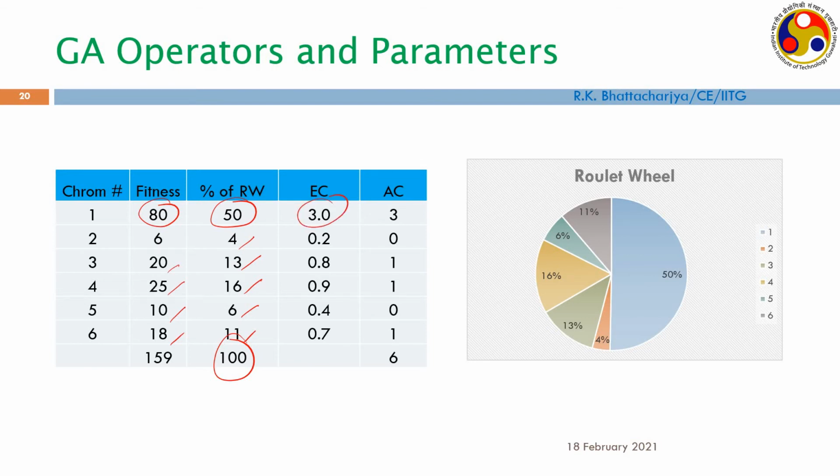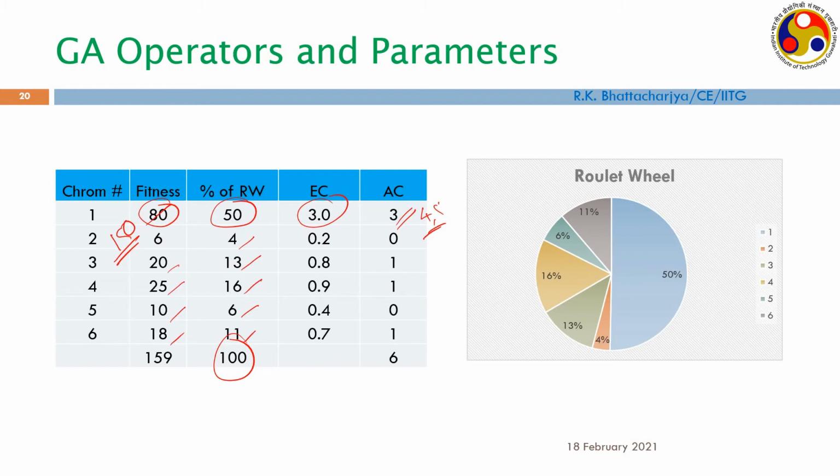So we will have three copies of this particular solution because its fitness value is very high. Now suppose it is not 80 but 150, then it will have more copies, maybe 4 or 5 copies of this particular solution. Then in the population this will have 4 copies and there will be another 1 copy, so that means the population will be saturated with the best solution.